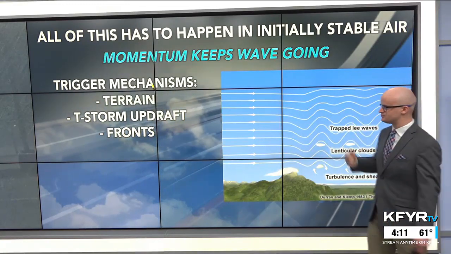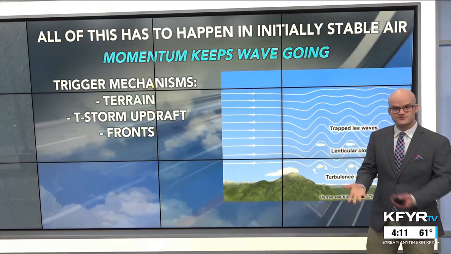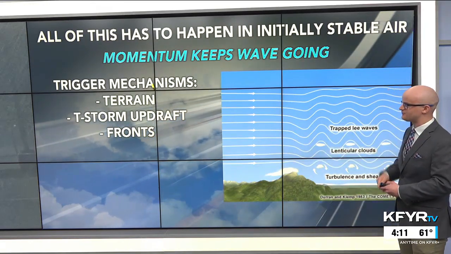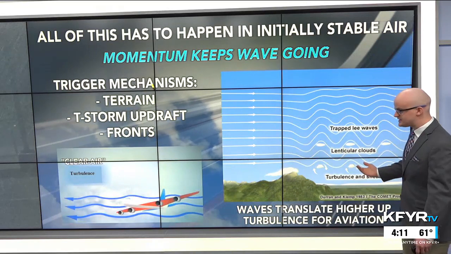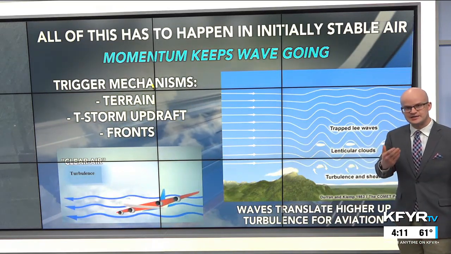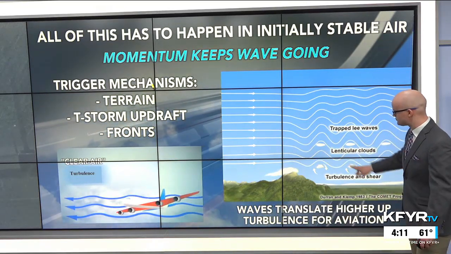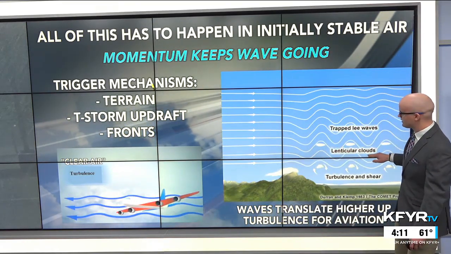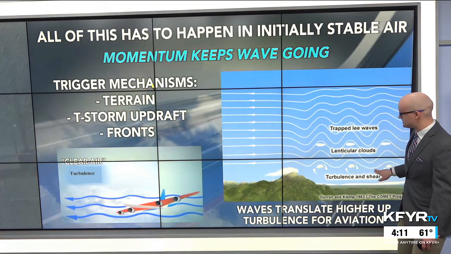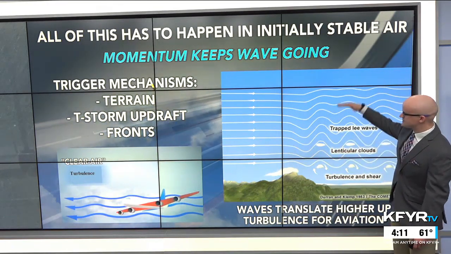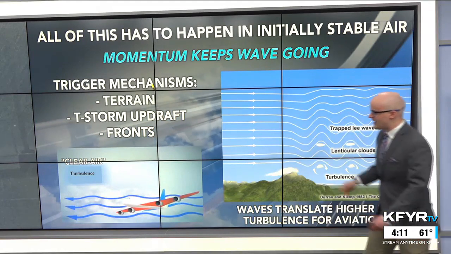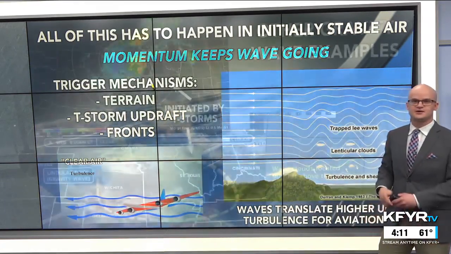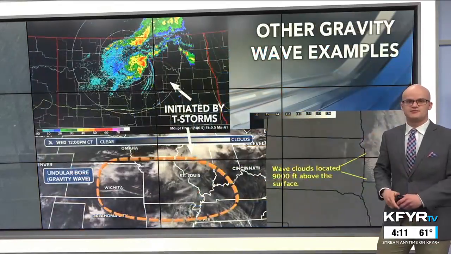So trigger mechanisms: terrain, thunderstorm updrafts, that can create that rising air and the ripple effect out from that updraft, or fronts. And with these types of gravity waves, it can create clear air turbulence for aircraft. If you look at the schematic here, we have our stable air, the terrain feature is creating our gravity waves and creating those clouds in those streets, but this translates up into the upper levels of the atmosphere, and that can create some turbulence or some bumpiness if you're flying through these types of gravity wave phenomena in the atmosphere.